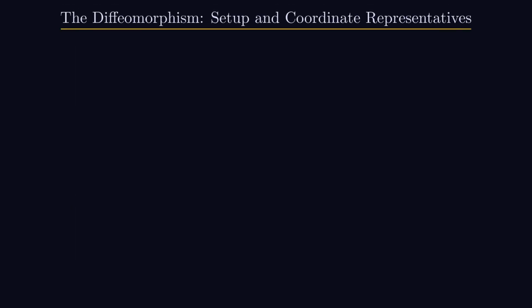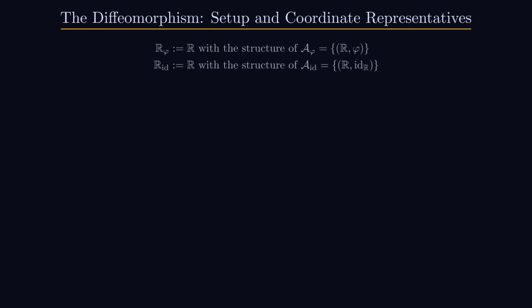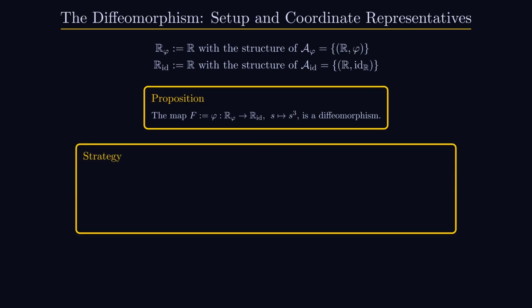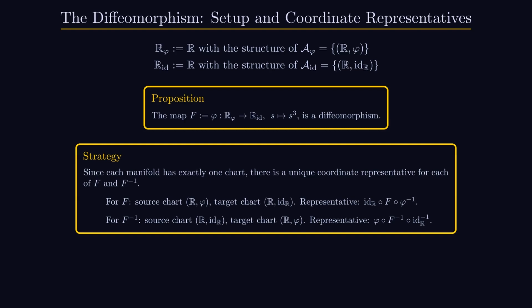We denote by R_phi the real line equipped with the smooth structure given by the atlas A_phi. This atlas consists of the single chart phi of s equals s cubed. We denote by R_ID the real line equipped with the standard smooth structure given by the atlas A_ID, consisting of the single chart, the identity. The claim is that F equals phi, the map sending s to s cubed, is a diffeomorphism from R_phi to R_ID. To verify this, we compute the coordinate representative of F and the coordinate representative of F inverse.